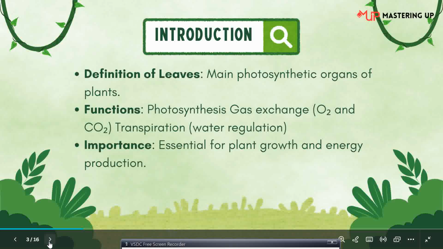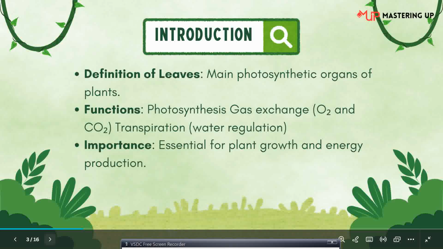Okay, first of all, introduction. From the very first class itself, we are studying the definitions of all those things. So first, the definition of leaf. They are the main photosynthetic organs of the plants. Leaves are the green part of the plant, and they are the main photosynthetic organ of the plant, or you can say they are the kitchen of the plants. So that is where the food is being prepared. The function is photosynthesis, gas exchange, that is oxygen and carbon dioxide, and transpiration.